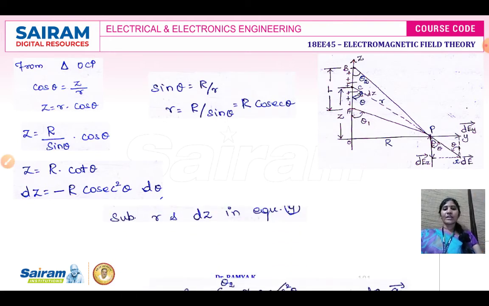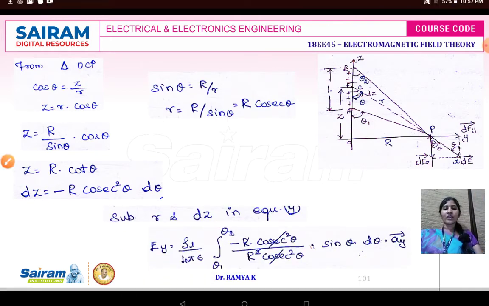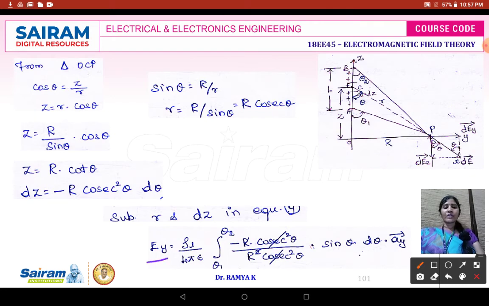So after identifying, we'll be getting an equation. Therefore, Ey will be rho L divided by 4 pi epsilon between the limit theta 1 to theta 2. Why between the limit theta 1 to theta 2? Because the differential elemental length can vary from point A to point B.